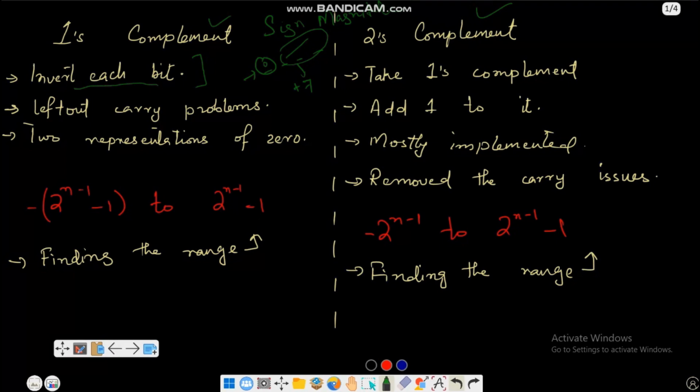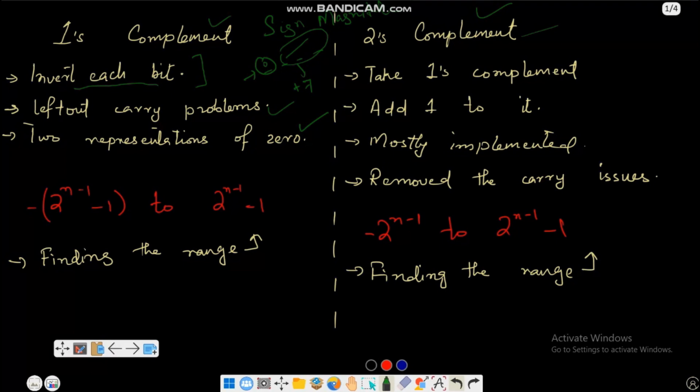Why? Because normally when you are performing any kind of arithmetic operation on these complemented numbers, you will find left out carry problems, where the numbers will leave a carry at the end, which is quite difficult to manage. So that is one reason, and the other reason is that in 1's complement there are two representations of 0, which can be ambiguous in most situations. So for that purpose this complement is not mostly used. Mostly 2's complement is used.